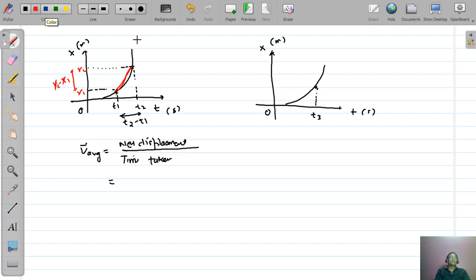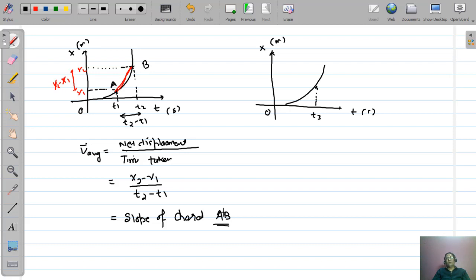Hence, average velocity is x2 minus x1 over t2 minus t1. We can say this is the slope of the chord. Which chord? If we say this is point A and this is point B, then this is the chord AB. That means the slope of the chord gives the average velocity.